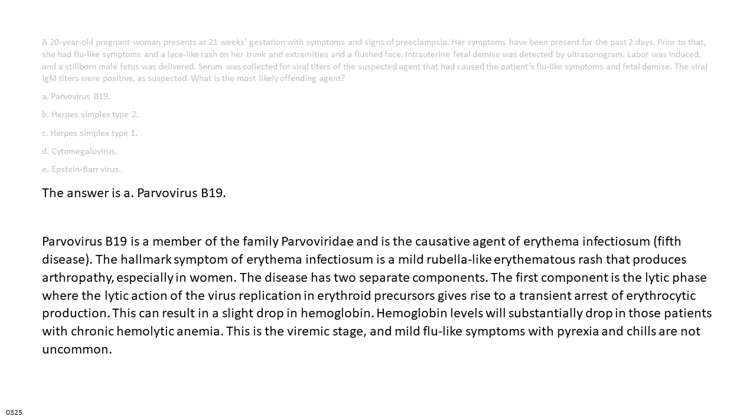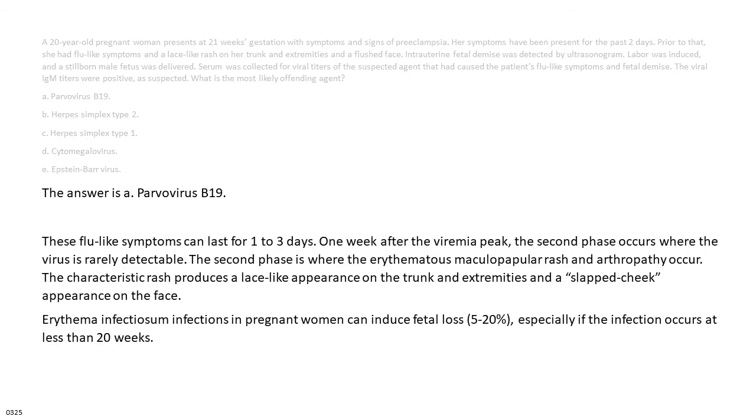The disease has two separate components. The first component is the lytic phase, where the lytic action of the virus replication in erythroid precursors gives rise to a transient arrest of erythrocytic production. This can result in a slight drop in hemoglobin. Hemoglobin levels will substantially drop in those patients with chronic hemolytic anemia. This is the viremic stage, and mild flu-like symptoms with pyrexia and chills are not uncommon. These flu-like symptoms can last for 1 to 3 days.